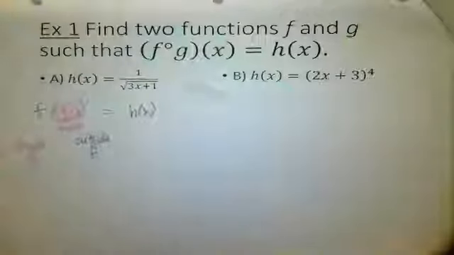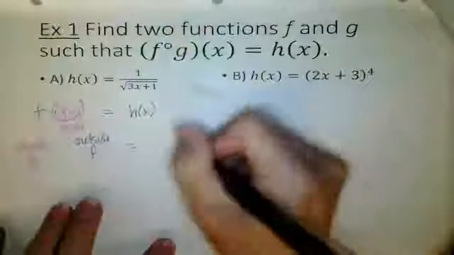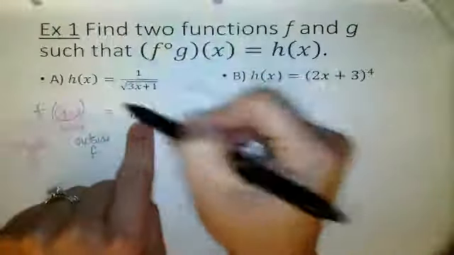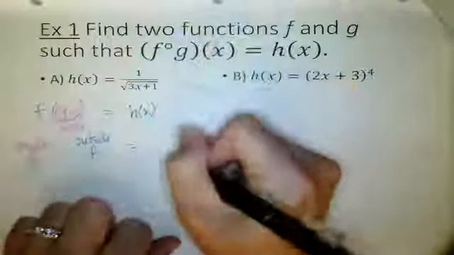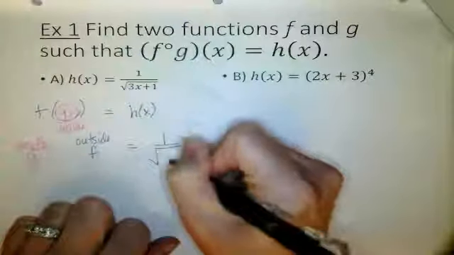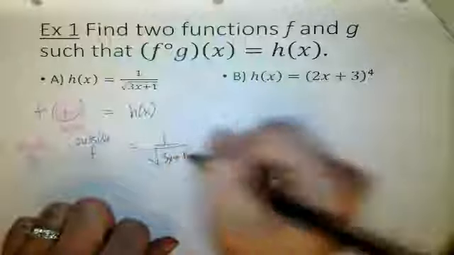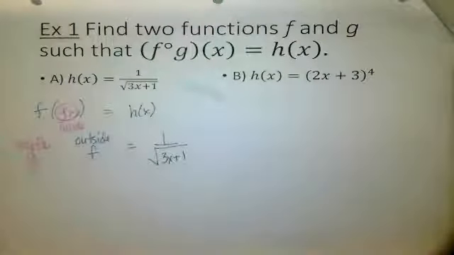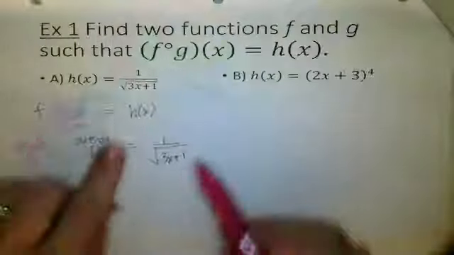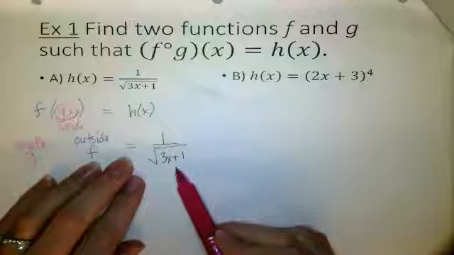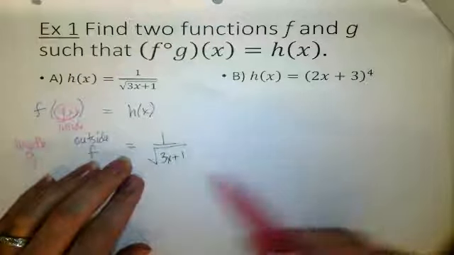And when I compose the two, when I put one inside of the other, it's going to equal the h of x function that they gave me here. So I want it to equal 1 over radical 3x plus 1. Now, first of all, you should know there are like an infinite number of right answers here. But I want to see the easiest one right off the bat. Look at this result here. Give me something that's from the inside.